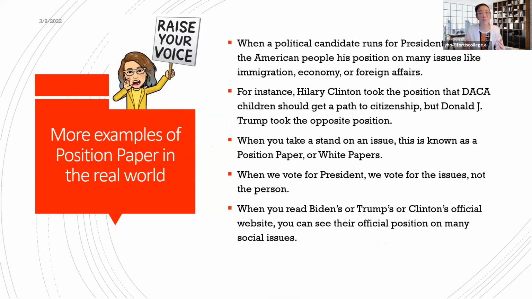More examples. And so when you have a presidential debate, each candidate puts on his website his position on many issues. Those are known as position papers or white papers. And so when we vote for a president, we vote for the issues. And so if you're going to vote for Trump, for instance, you would go to Trump's official website to read what his issues are. Or you go to Clinton's official website to read what her issues are. And that's known as a position paper or a white paper of whatever their issues or whatever their positions are.